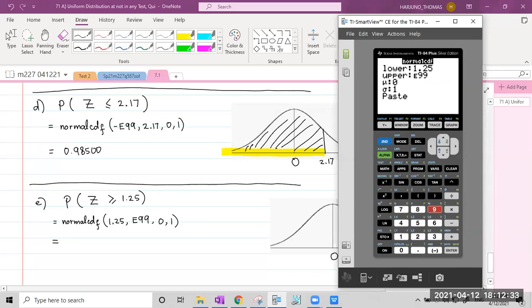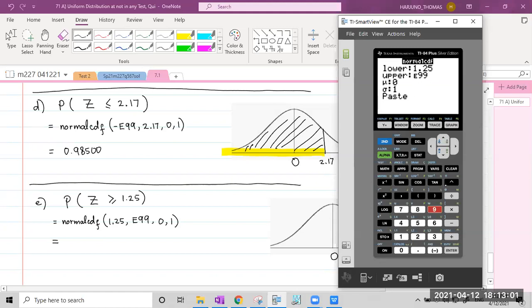By the way, not this E. Do you see the one above the division sign? Not this E, not that E. Even though the result very likely will be the same, it's actually not this E. This E is base 2.72. The E that we use here is for scientific notation, base 10. So when we type it this way, E99, that's 10 to the 99.